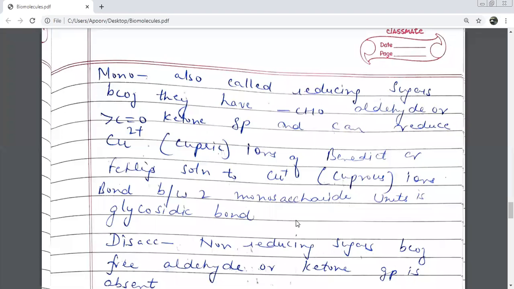Yes, ma'am. So there are 2 possibilities when a glycosidic bond is formed. First possibility: carbohydrate with another carbohydrate. And the second possibility is carbohydrate combining with any other group. It could be an OH group, any other group. But carbohydrate to carbohydrate is also possible.